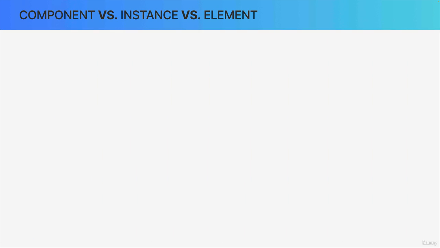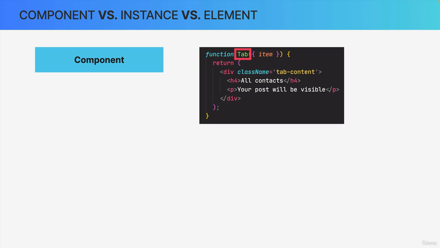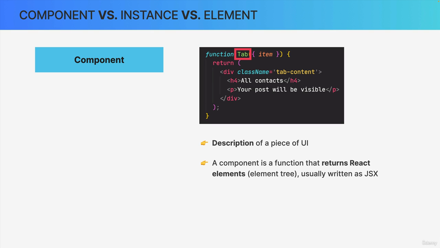And let's begin by taking another look at components. So, components are what we write in order to describe a piece of the user interface. And a component is just a regular JavaScript function, but it's a function that returns React elements. So it returns an element tree. And we usually write these elements using the JSX syntax.